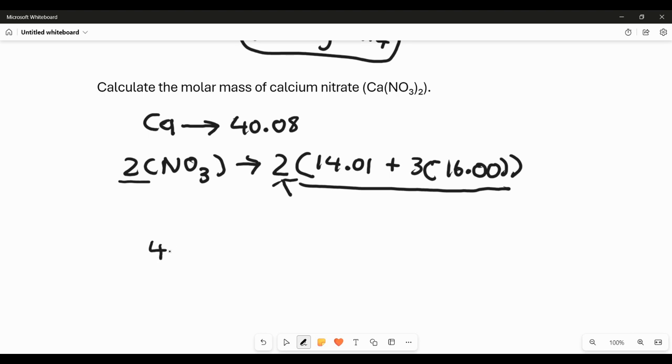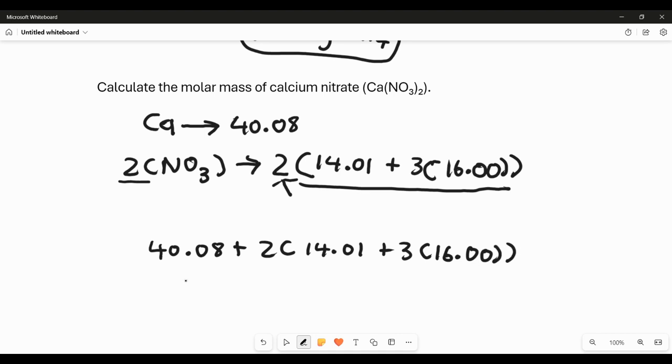So, 40.08 plus 2 times 14.01 plus 3 times 16.00. Now just add them all together, which is now 164.1 grams for calcium nitrate.